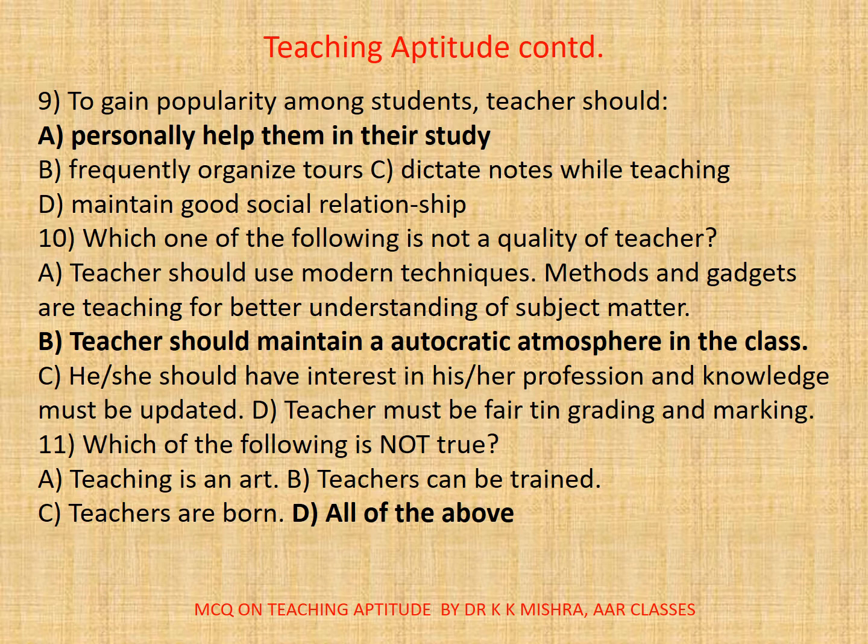11. Which of the following is not true? A. Teaching is an art. B. Teachers can be trained. C. Teachers are born. D. All of the above. So, in fact, the question is which of the following is not true? Teaching is an art. Yes, it's true. Teachers can be trained. It's also true. But teachers are born. This may not be true. So, here correct option is actually C.